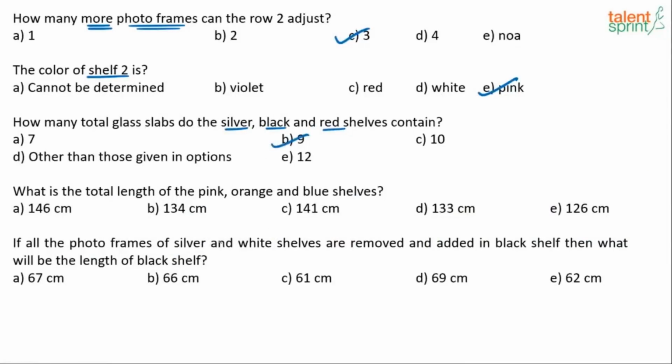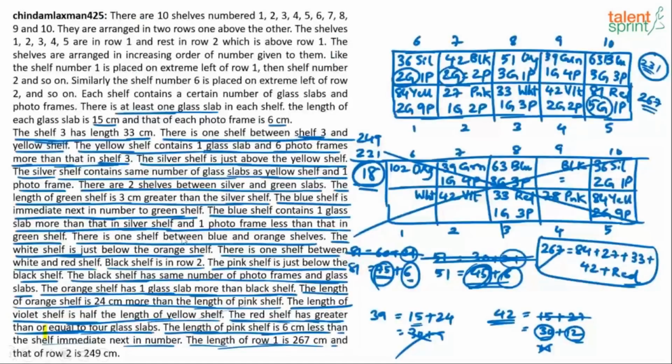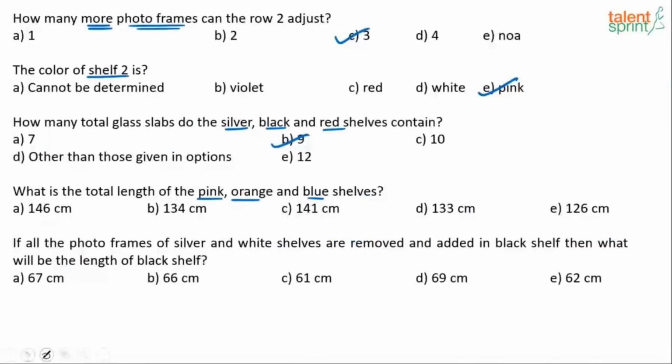9. What is the total length of pink, orange and blue shelves? Total length of pink, orange, blue. Pink is 27. Orange is 51. Blue is 63. Yes or no? So 27 plus 51 is 78. 78 and 63 is 141. Hmm? 141. Is it there? Yes, 141. Option C. And the next question.